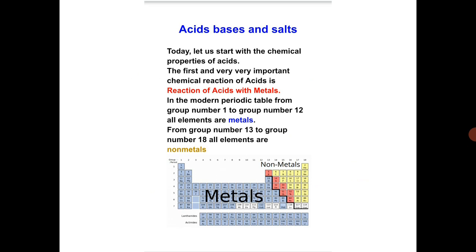In the modern periodic table, from group number 1 to group number 12, all elements are metals. From group number 13 to group number 18, all elements are non-metals.